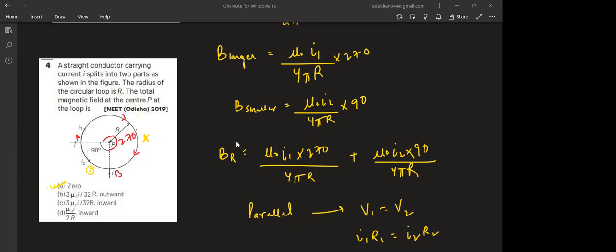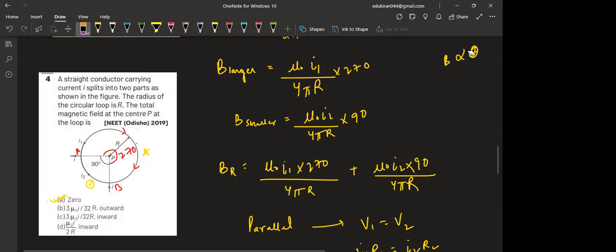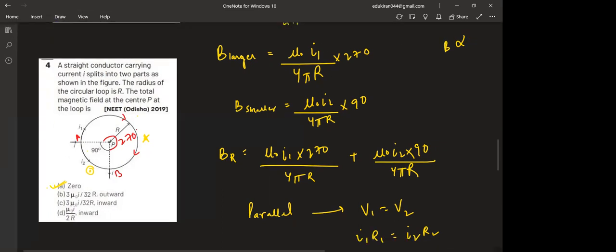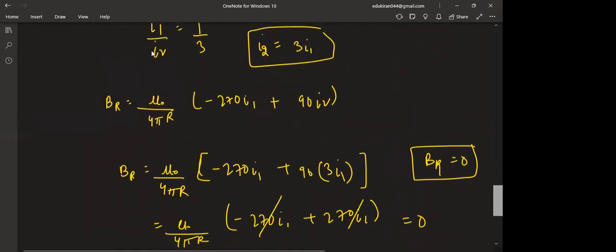We write the formula. Magnetic field is directly proportional to angle theta. Let me write it here. So here also, B1 is obviously greater than B2 in this case also. The direction is not mentioned directly, but the current direction is given. So using that, you know the direction of the magnetic field, and you know B1 is greater than B2. That's why we are substituting it like this.